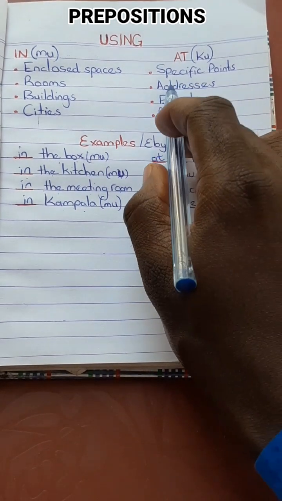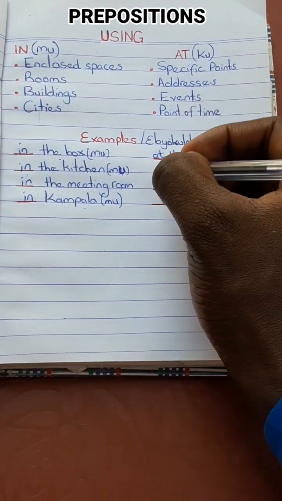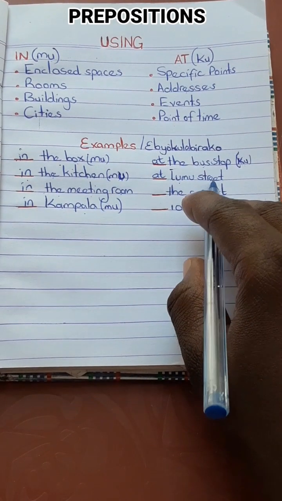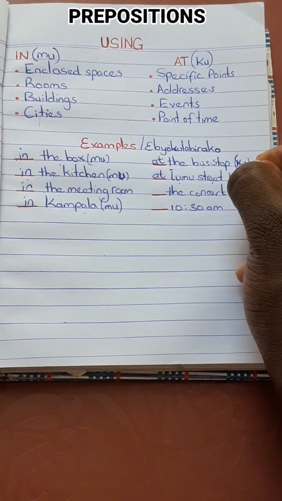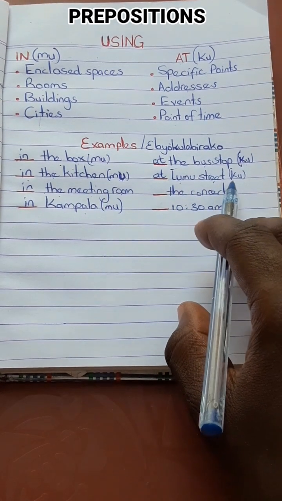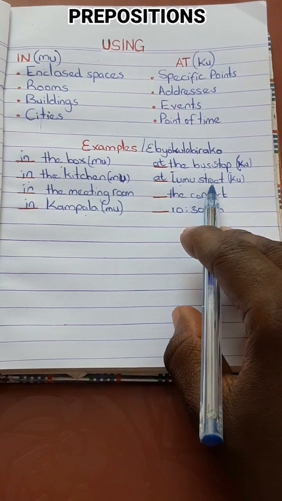Dash Lumu Street. This shows a specific address. At Lumu Street. Agenda ku Lumu Street. Once again, ku Lumu Street.